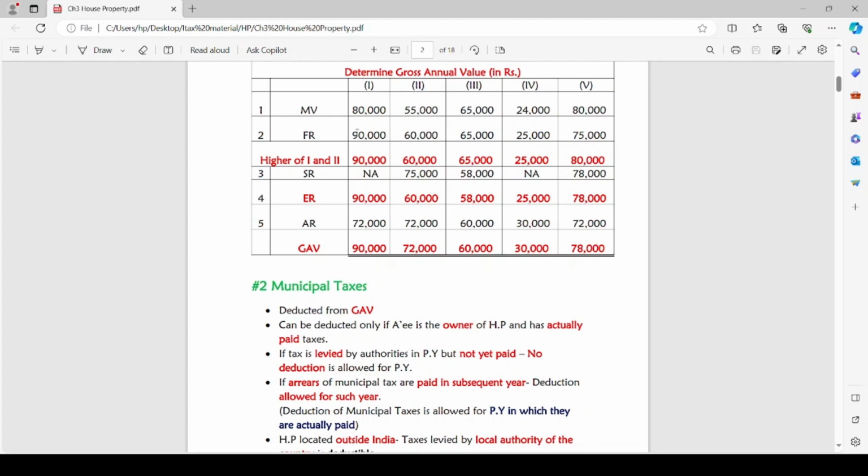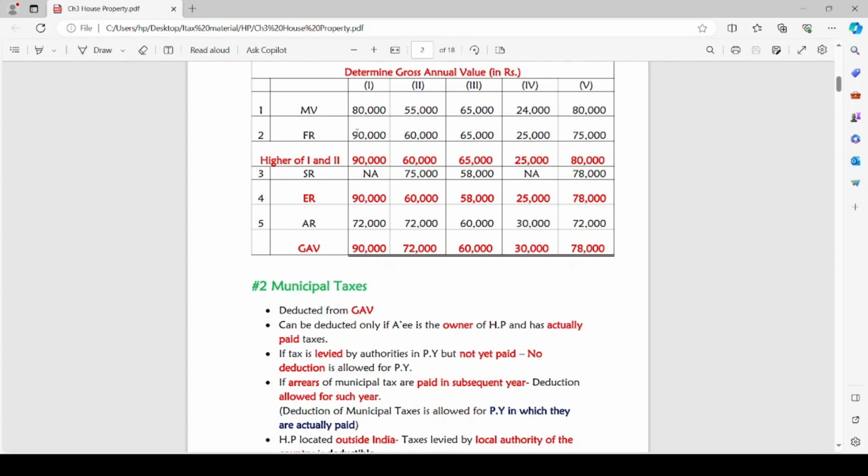Coming to the third house property. Here both municipal value and fair rent are 65,000. So we take 65,000 and compare it to the standard rent which is given as rupees 58,000. The lower of 65,000 or standard rent, that is 58,000, will be our expected rent. When comparing expected rent to actual rent, that is 60,000, we take 60,000 as gross annual value of the house property. Higher of expected rent or actual rent is gross annual value.